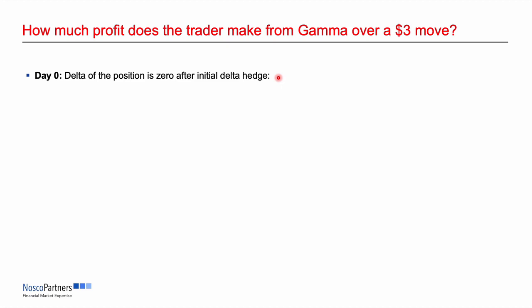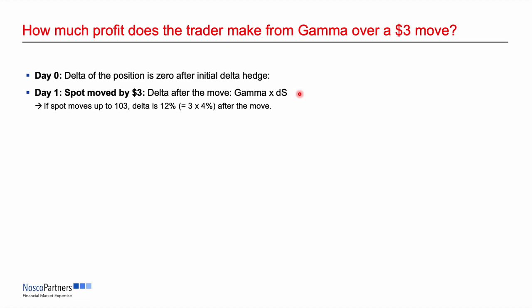So the trader initially hedged his put position by buying 50% of the underlying. After that, the net delta of his position was 0. Then spot moved by $3. Let's assume first that spot moved up by $3 from 100 to 103. This spot move made the delta of the put change. Gamma describes how much delta changes when spot moves.